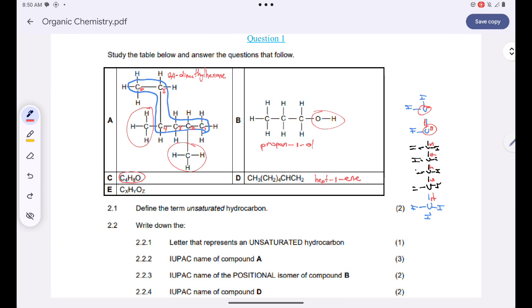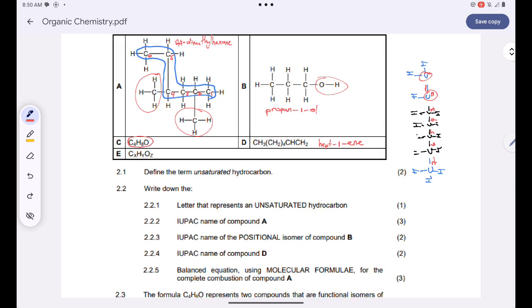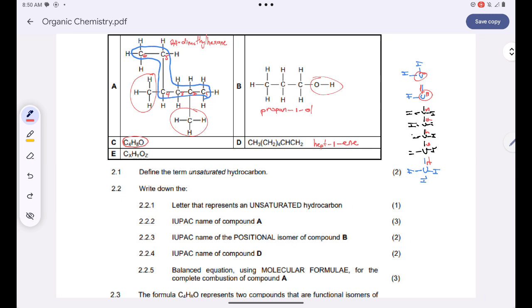Okay, then compound E has unknowns, so we don't know what compound E is. We don't know the molecular formula of compound E. We'll probably find it as we continue. Now let's start answering the questions.